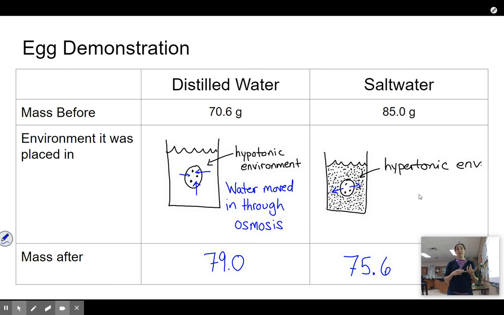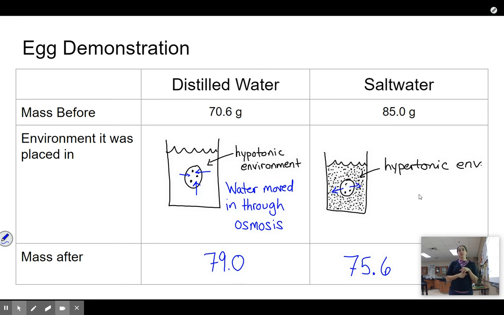This is why plants don't do very well if they are watered with salt water. This is part of what makes your skin feel so weird and your hair feel so weird after you've been swimming in the ocean. Salt water causes water to move out of a cell through this process of osmosis.